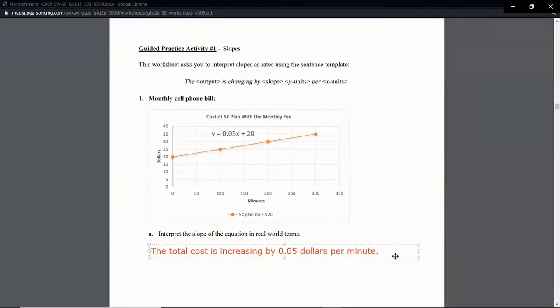All right, so there's our cookie cutter template. The total cost is increasing by 5 cents per minute or 0.05 dollars per minute. If you wanted to do this in hours, you'd have to convert these numbers to hours by using dimensional analysis. It wouldn't be the end of the world, but it would be more time, and we're trying to avoid that.